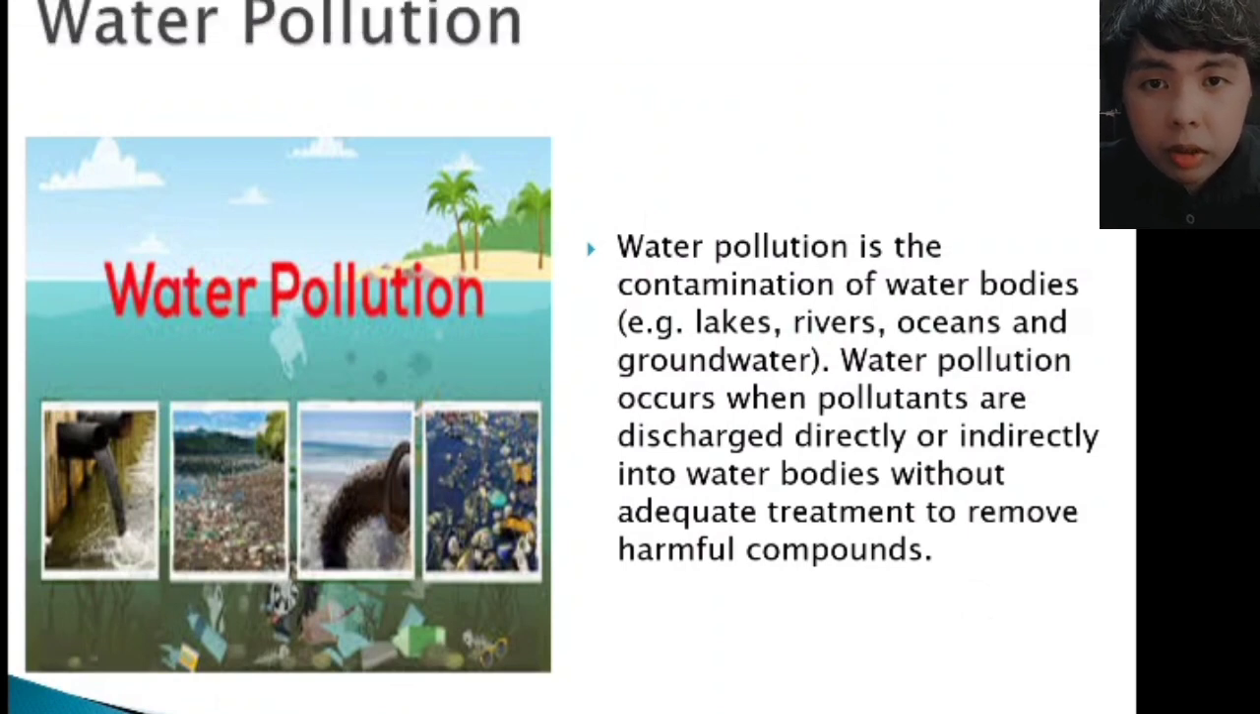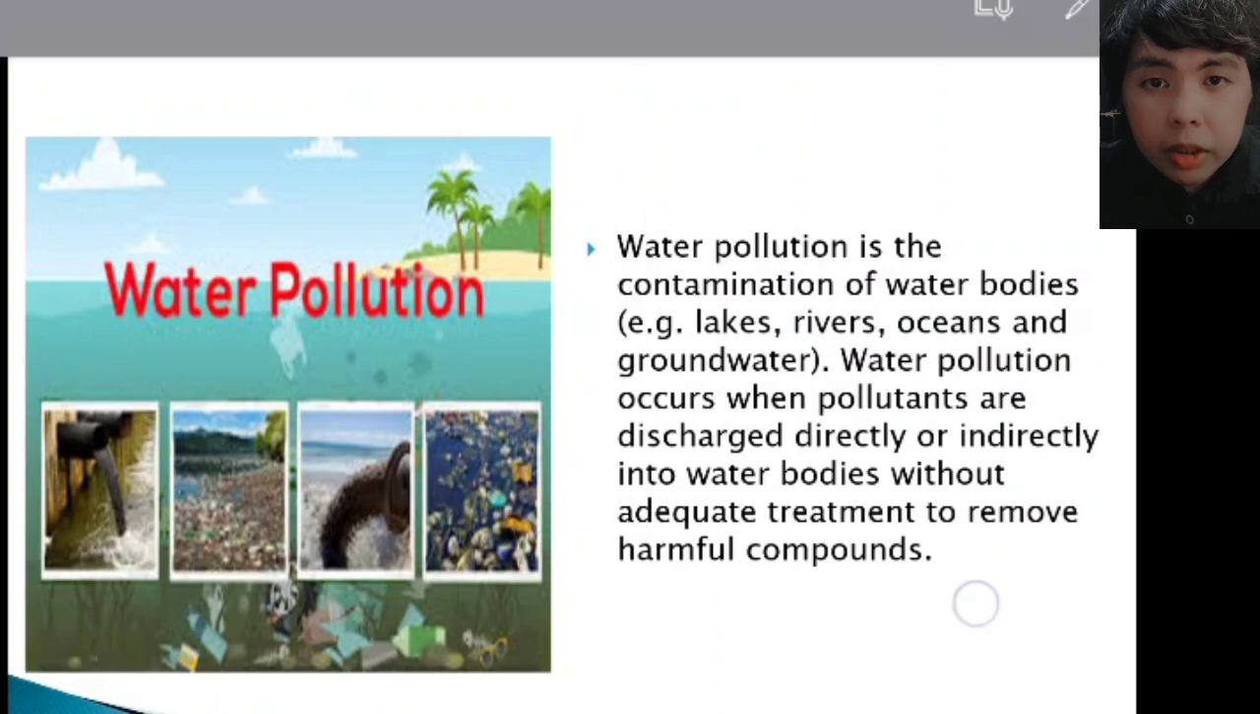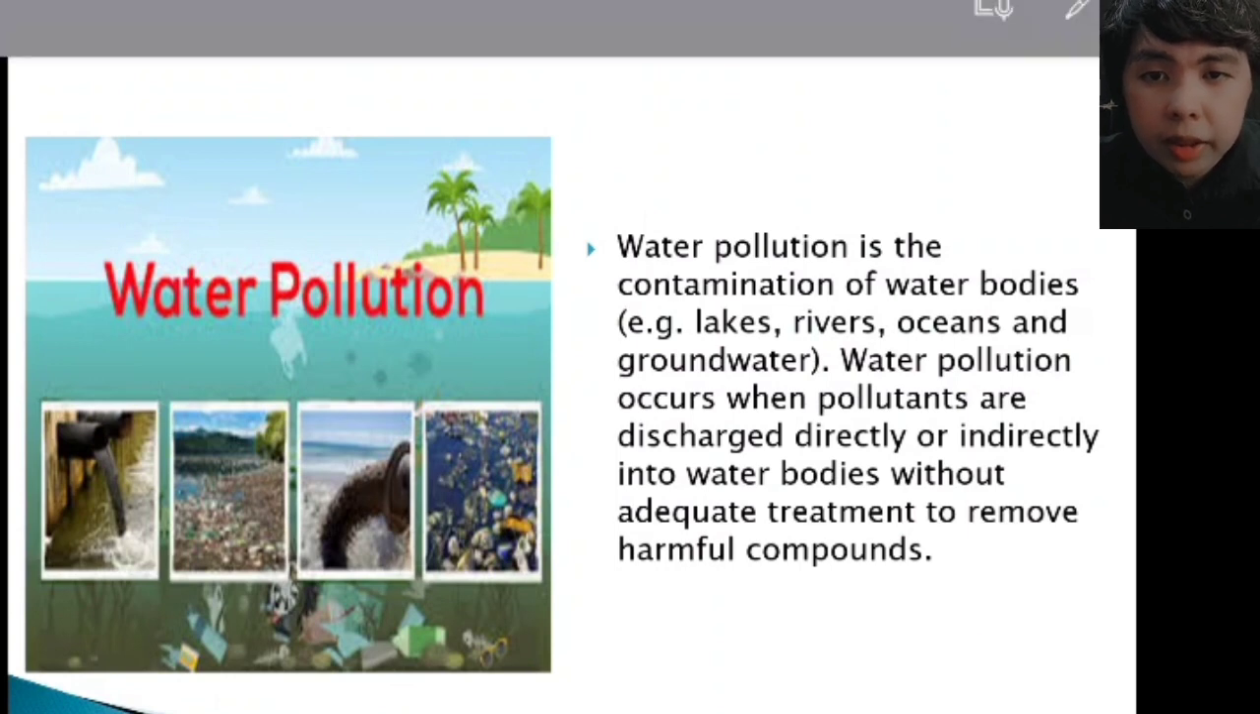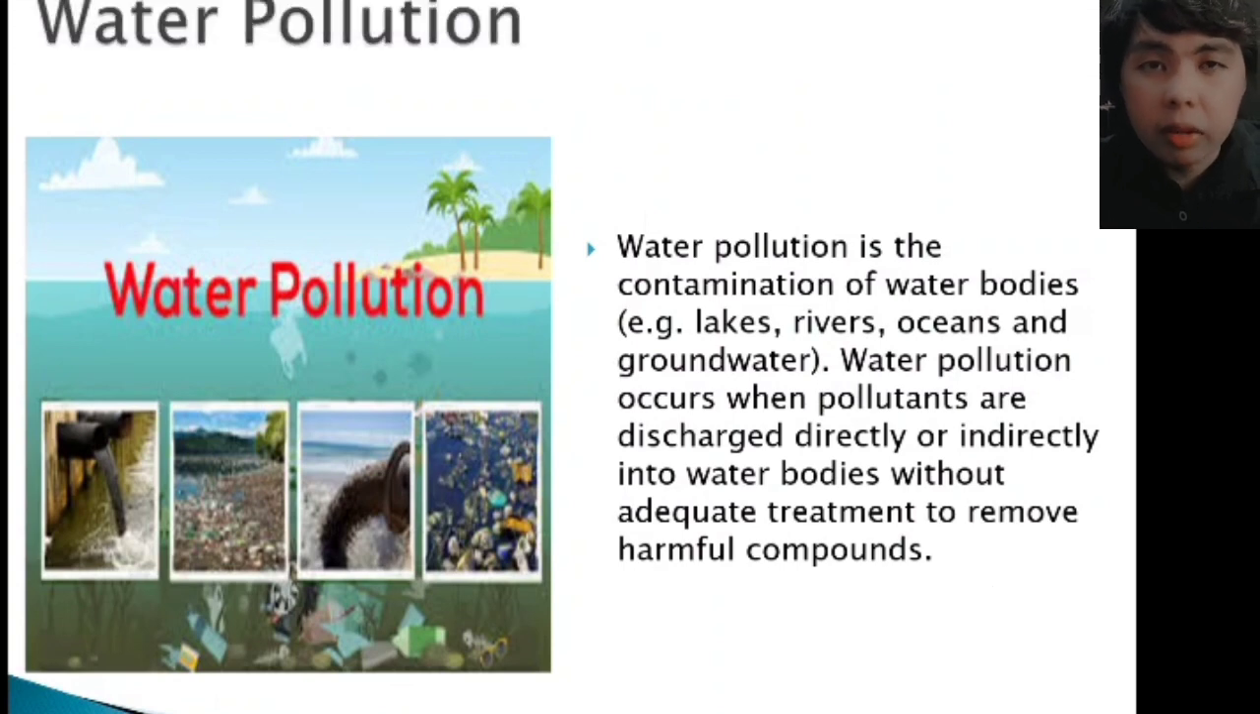Water pollution occurs when pollutants are discharged directly or indirectly into water bodies without adequate treatment to remove harmful compounds. Groundwater pollution. Water pollution affects plants and organisms living in these bodies of water, and in almost all cases the effect is damaging not only to individual species and populations but also to the natural biological communities.